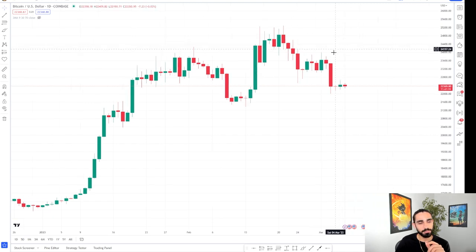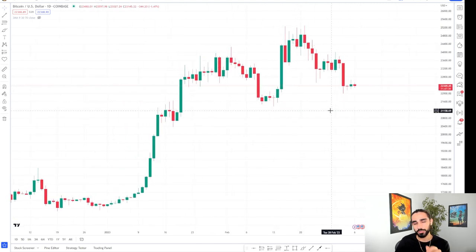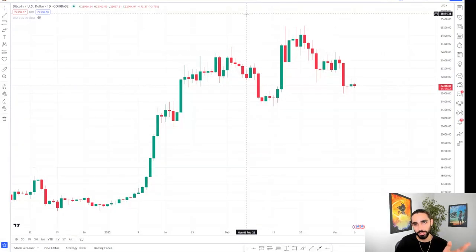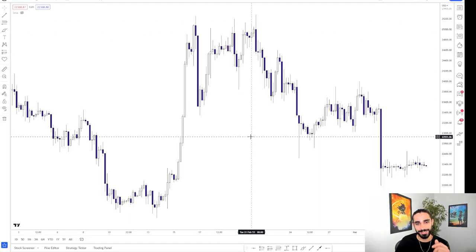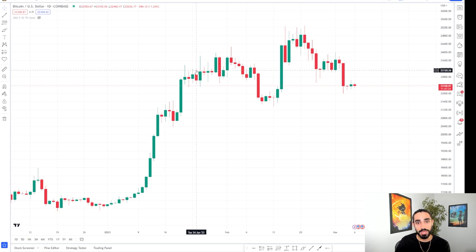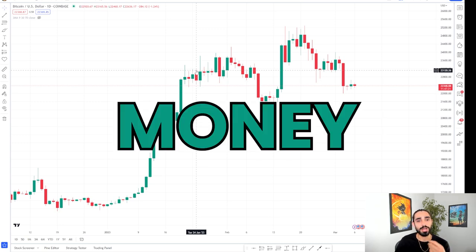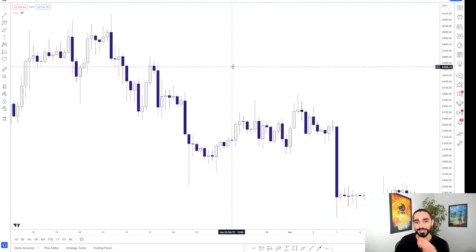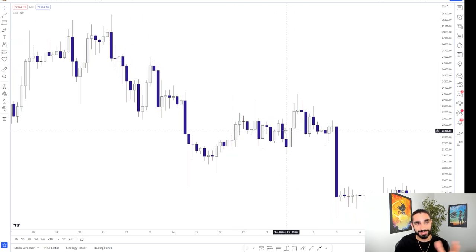Now you will notice that most people will use red and green candles. Green for bullish candles, red for bearish candles. I don't do this. My charts actually look like this. And that's because when I see white and blue, I don't really get any sort of emotional reaction. When I see green, I feel greed, money, bullishness. When I see red, I feel fear, panic, danger. I don't want those emotions distracting me from trading. So I do advise you make your charts a different color, something that doesn't emotionally affect you, black and white, red and blue like this, whatever you want.